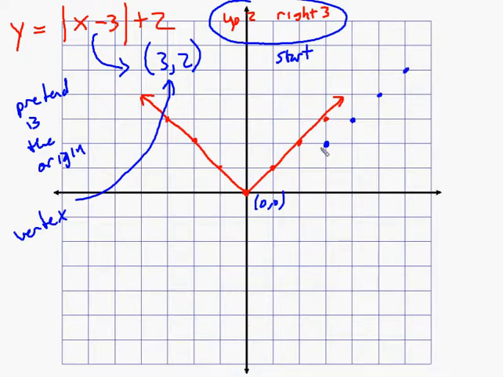Now let's go the other way. If I go left 1, that's like negative 1. So x equals negative 1. What's the absolute value of negative 1? 1. So go up 1. If I go left 2, that's like negative 2. What's the absolute value of negative 2? So go up 2. If I go left 3, that's like negative 3. What's the absolute value of negative 3? So I go up 3. And I just do it all with respect to that point instead of the origin.